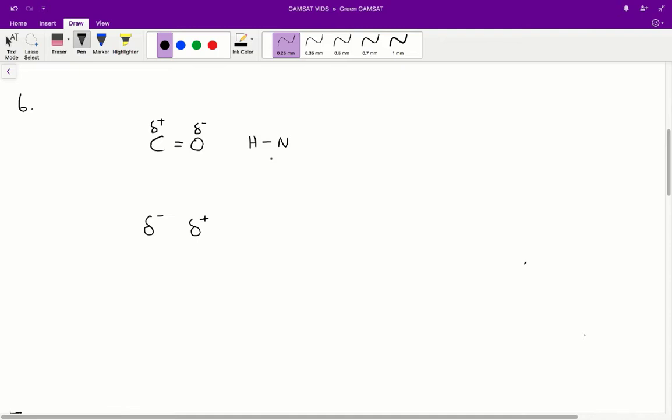Hydrogen and nitrogen, on the other hand, well, hydrogen has an electronegativity value of 2.2 whilst nitrogen has a value of 3.04. So in this case, nitrogen takes the delta minus whilst hydrogen takes the delta plus.